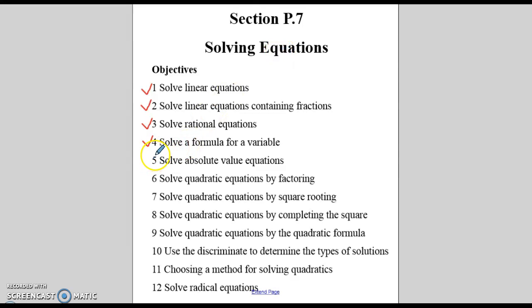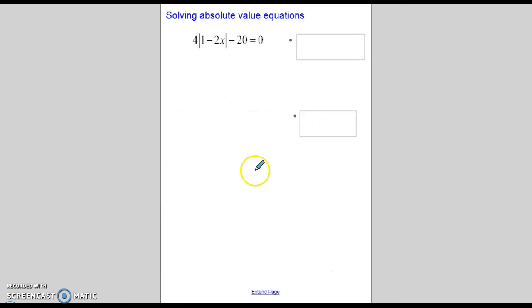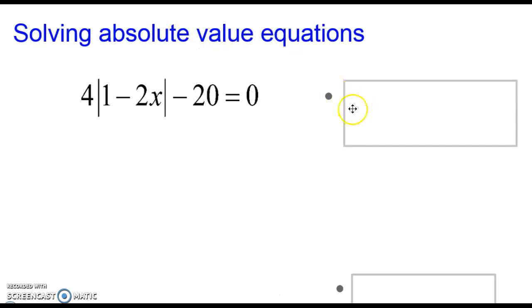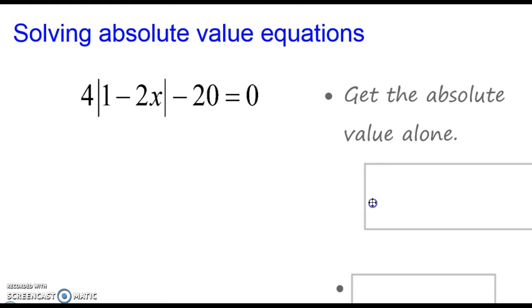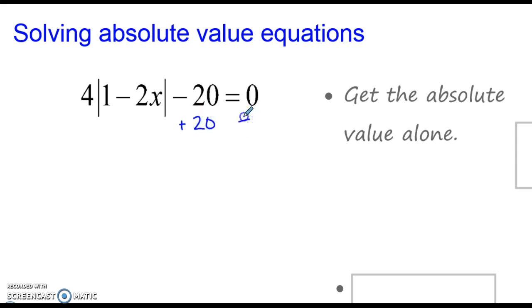We're now going to look at how to solve absolute value equations. So, if you have an absolute value equation here, the first step you're going to want to do is get the absolute value alone. So to do that, we start by adding 20 to each side. So we get 4 times the absolute value of 1 minus 2x equals 20.